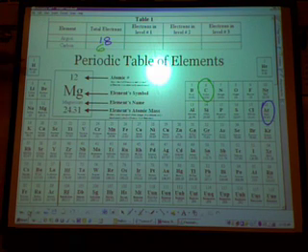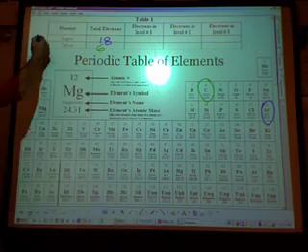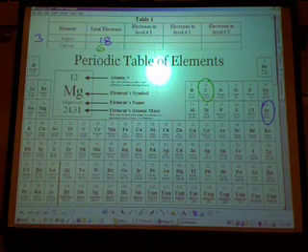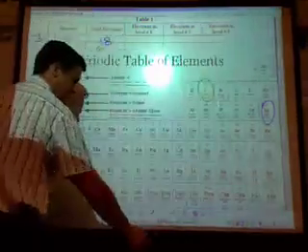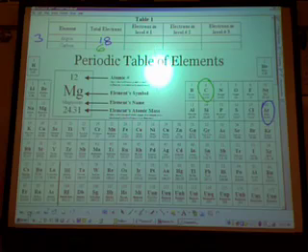The period number. This is period 1, period 2, period 3, 4, and so on. So how many shells? 3. Now it doesn't require you to write it on there, but I'm going to go ahead and do that. There are 3 shells. So there should be a number in each one of these.